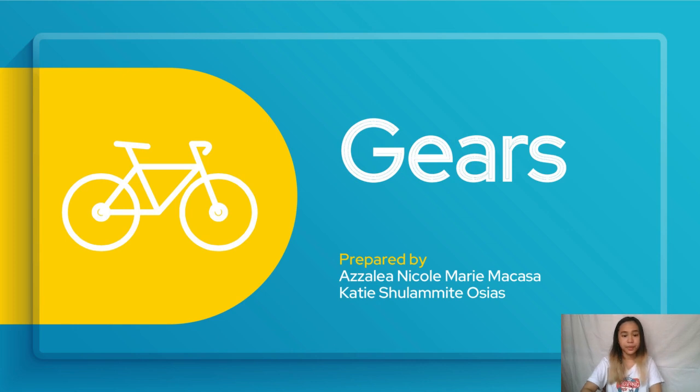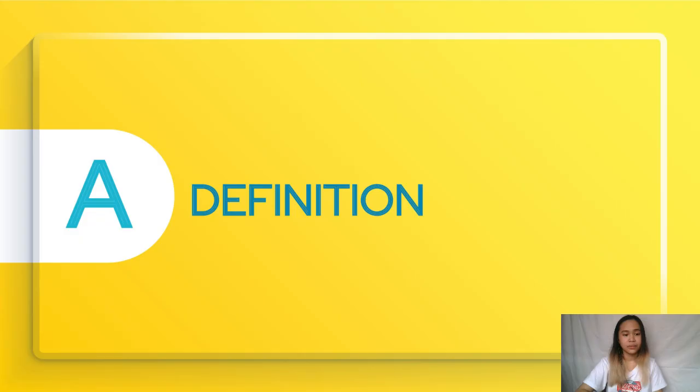All the machines are made up of elements, or parts and units. One of the commonly used machine elements are gears. And in this video, we are going to talk about gears, and I am going to discuss the first half of the topic, and later on Ms. Osias will take over.